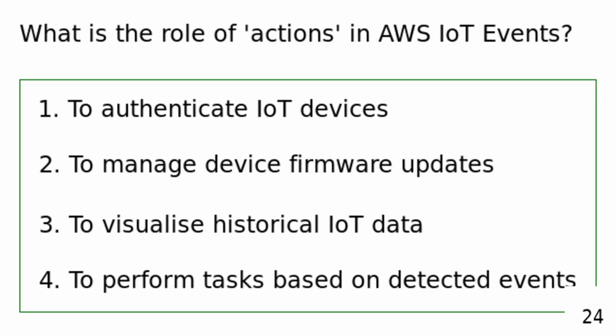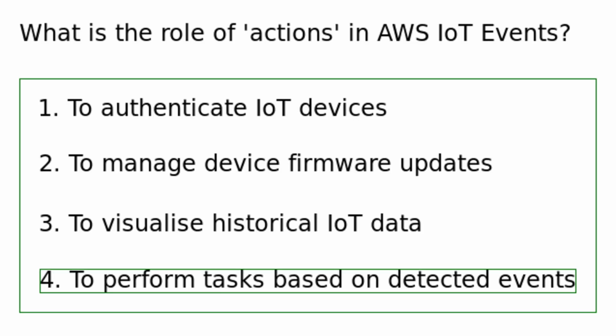What is the role of actions in AWS IoT Events? To authenticate IoT devices. To manage device firmware updates. To visualize historical IoT data. To perform tasks based on detected events. Actions in AWS IoT Events are tasks performed automatically based on detected events, such as sending notifications or executing Lambda functions in response to specific event conditions.